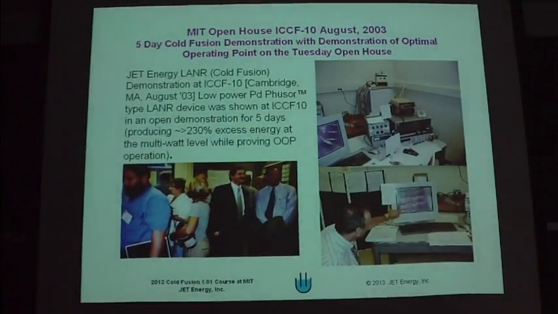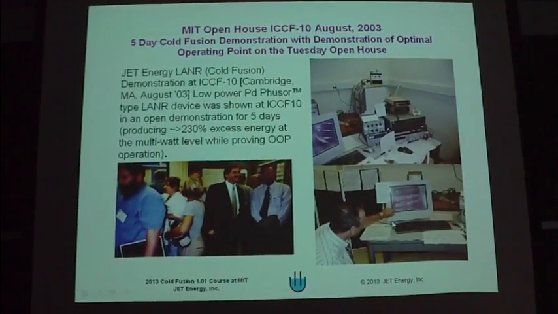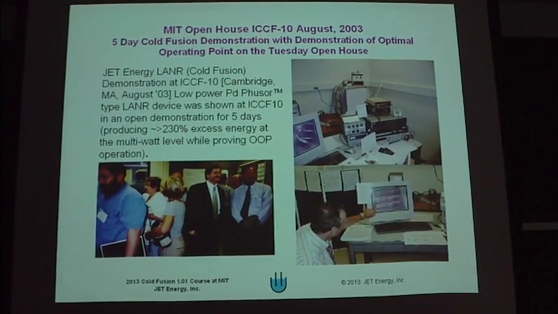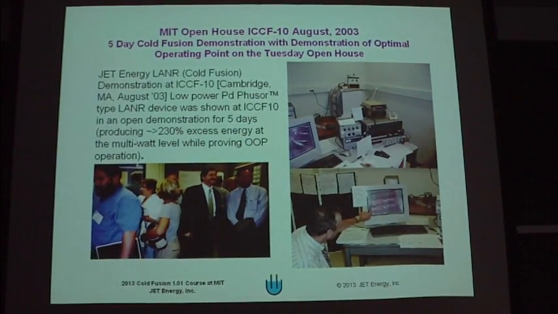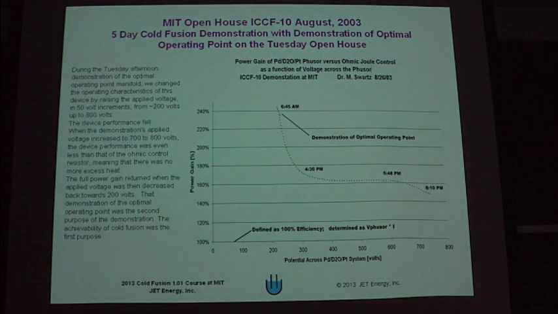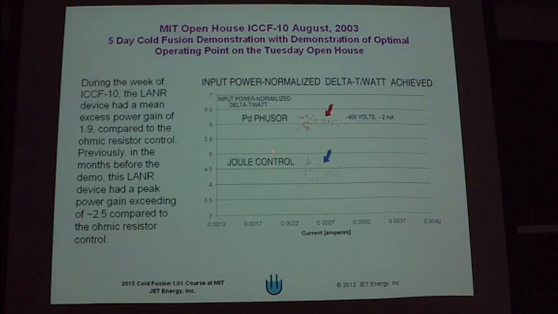And this was the demo where we're outside of Peter's office in 2003, where we were getting excess energies between 230% and 290% for the 5 days that we ran it. And one of the things we tried to show on Tuesday, which is when we invited everybody over, was the optimal operating points. And what we did is when initially we drove it at 8 a.m., we got 240%. As I showed you, we can go up and then bring it down, and here we did. And so we were able to show, in fact, that compared to the control, we got more out.